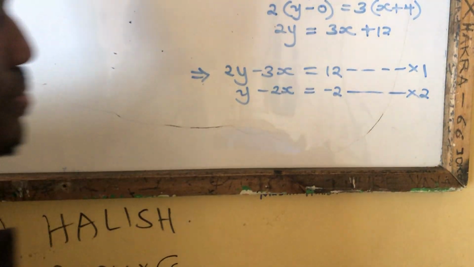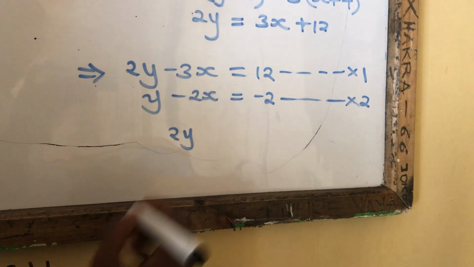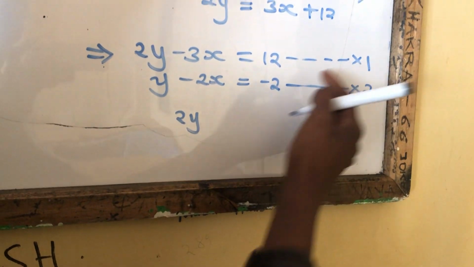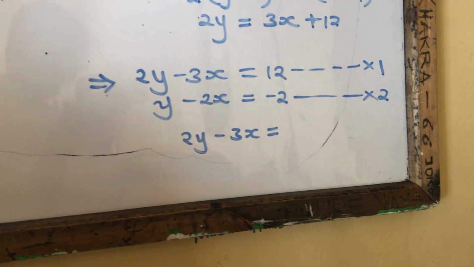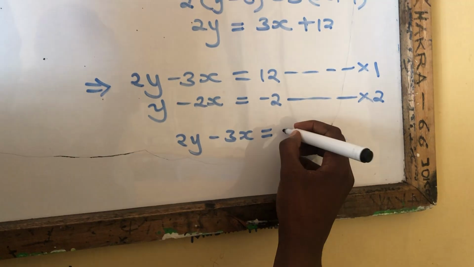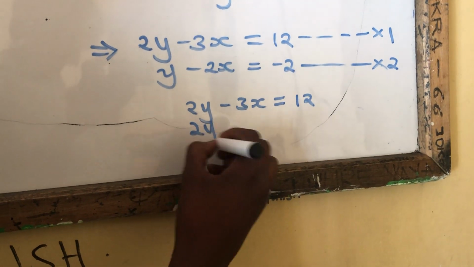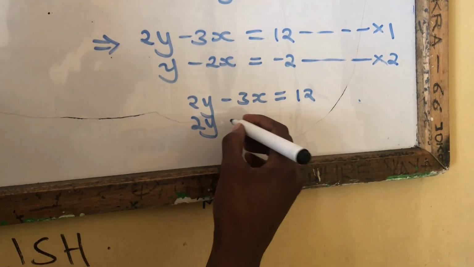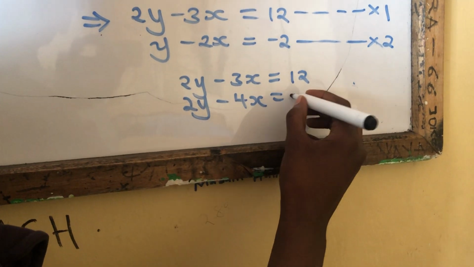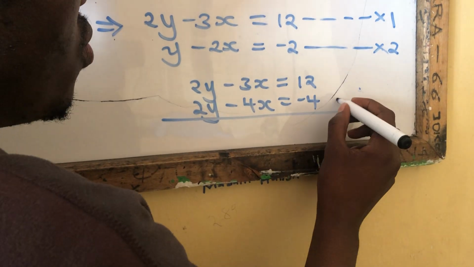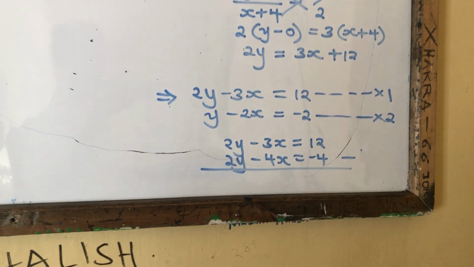I'll bring it up. So that what is 1 times 2y? That would give us 2y. What is 1 times negative 3x? That would give us negative 3x. Then 1 times 12 would give us 12. Then 2 times y would give us 2y. 2 times negative 2x would give us negative 4x. Then 2 times negative 2 would give us negative 4. Then what do we do? The two equations will then be subtracted.